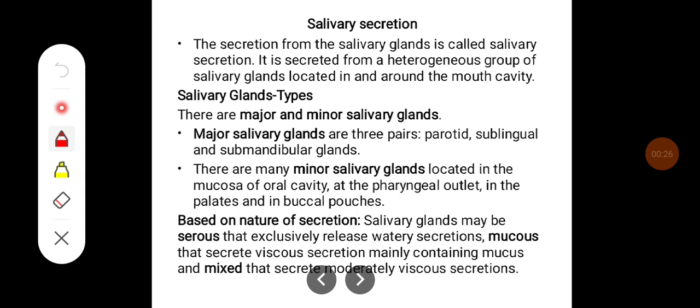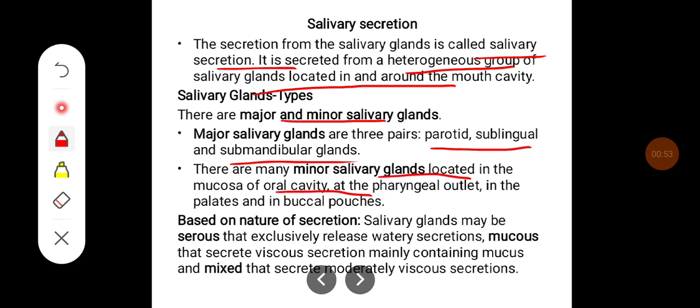Salivary secretion. Secretion from the salivary gland is called salivary secretion. It is secreted from a heterogeneous group of salivary glands located in and around the mouth cavity. Salivary glands are of two types, major and minor salivary glands. Major salivary glands are three pairs: parotid, sublingual and submandibular glands. There are many minor salivary glands located in the mucosa of the oral cavity, at the pharyngeal outlet, in the palates and in the buccal pouches.